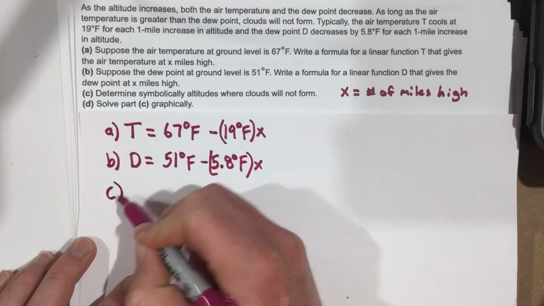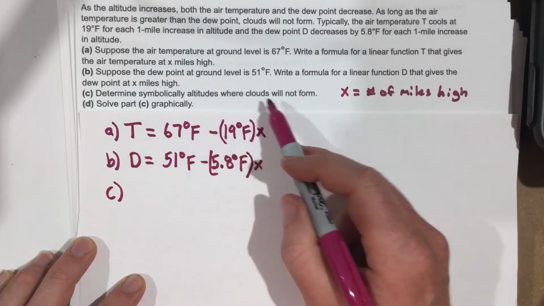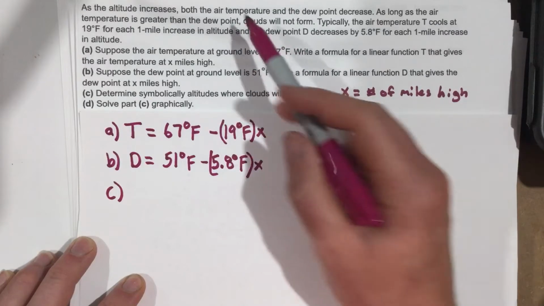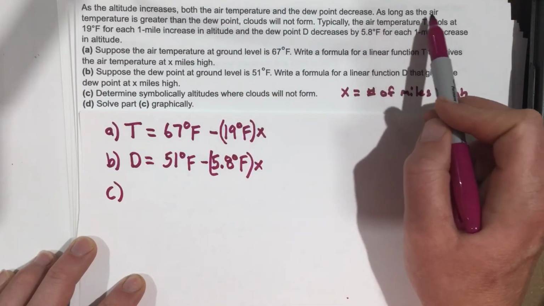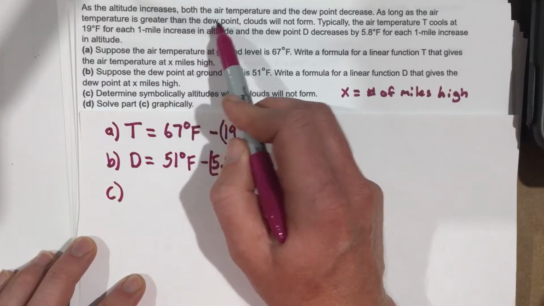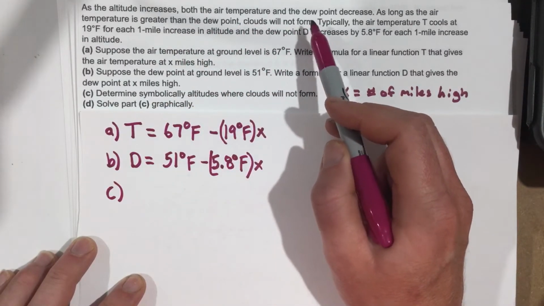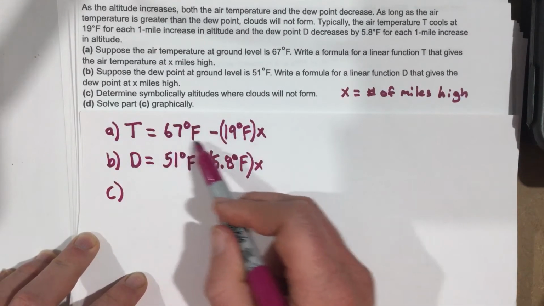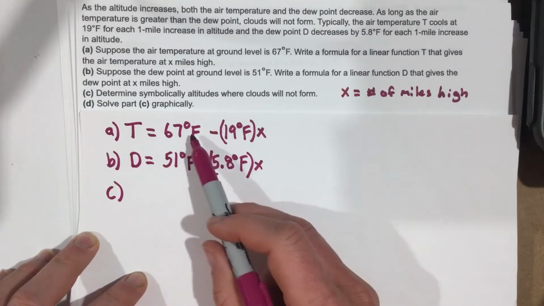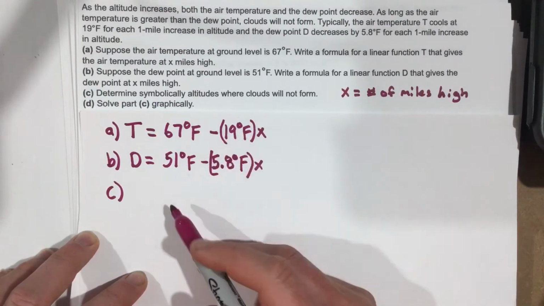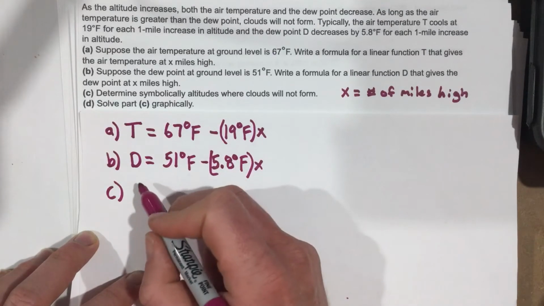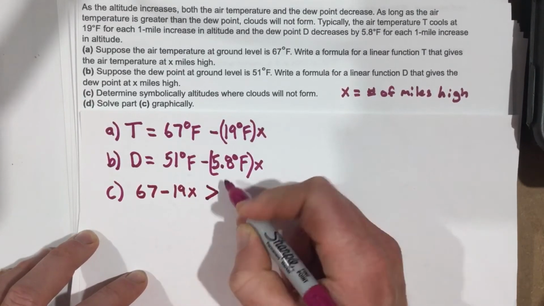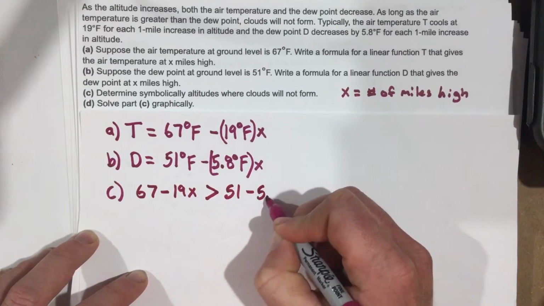Part C, it says determine symbolically altitudes where clouds will not form. So if we go ahead and determine this symbolically, we go back to the beginning, it says, as long as the air temperature is greater than the dew point, clouds will not form. So clouds won't form if the temperature is greater than the dew point. So let's take this equation and set it greater than this equation. Let's ignore the degrees Fahrenheit for our labels here, so it just makes it easier to look at. So 67 minus 19x, temperature has to be greater than 51 minus 5.8x.